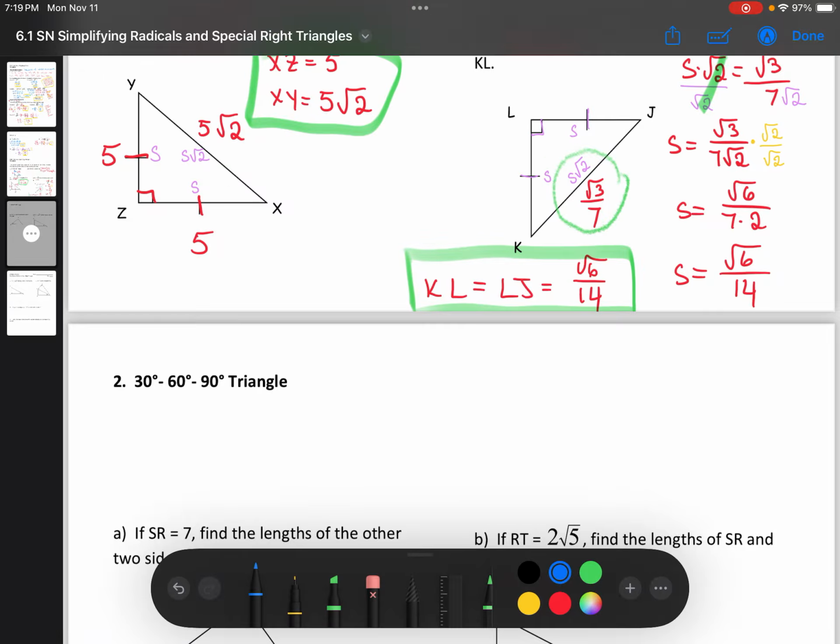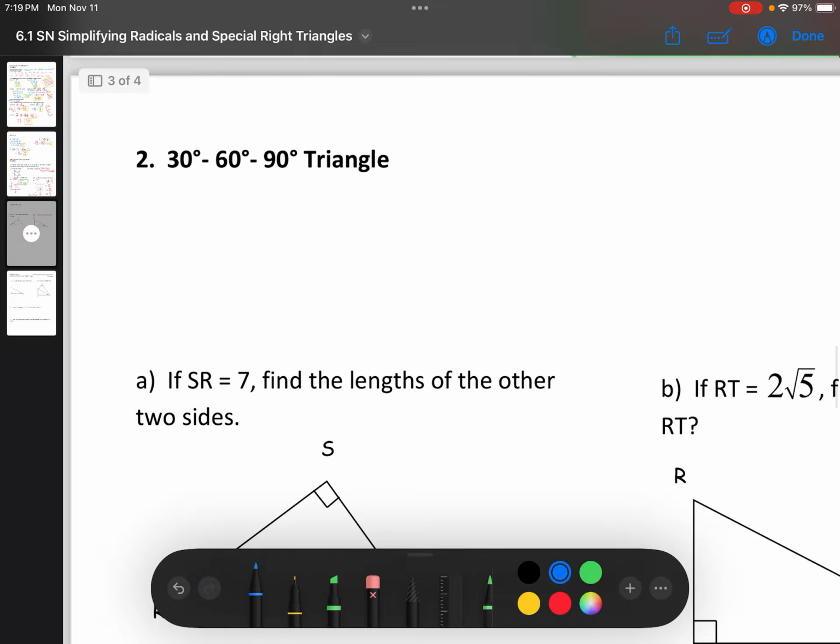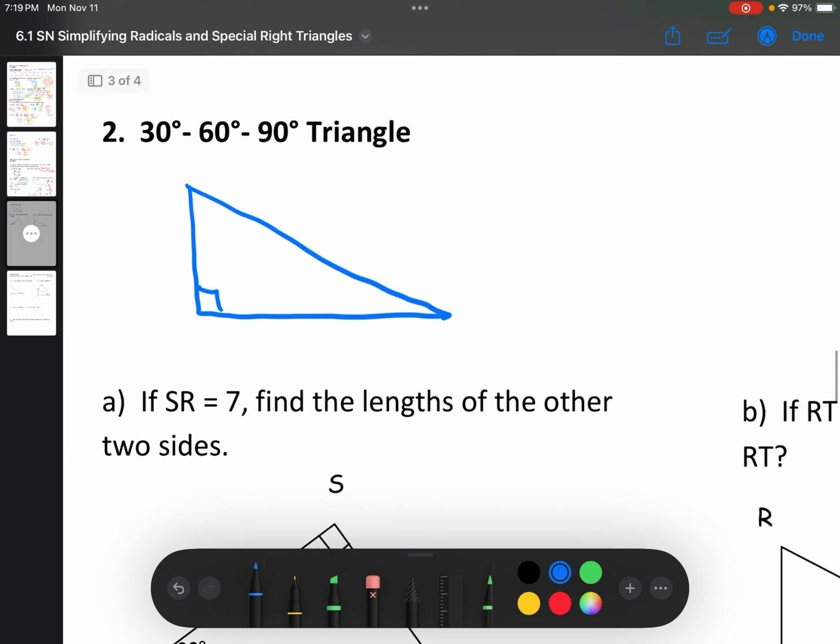Now, our other triangle is called a 30, 60, 90 triangle. Again, it's a right triangle. As you draw it, make sure one angle is definitely supposed to be a right angle. The smaller of the other two angles is 30. The larger is 60. Now, this one does not have another name. None of its sides are congruent. None of its angles are congruent.